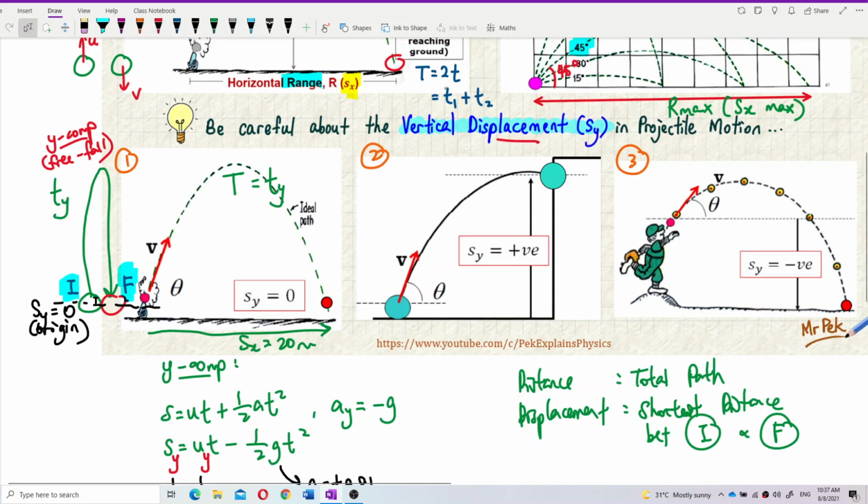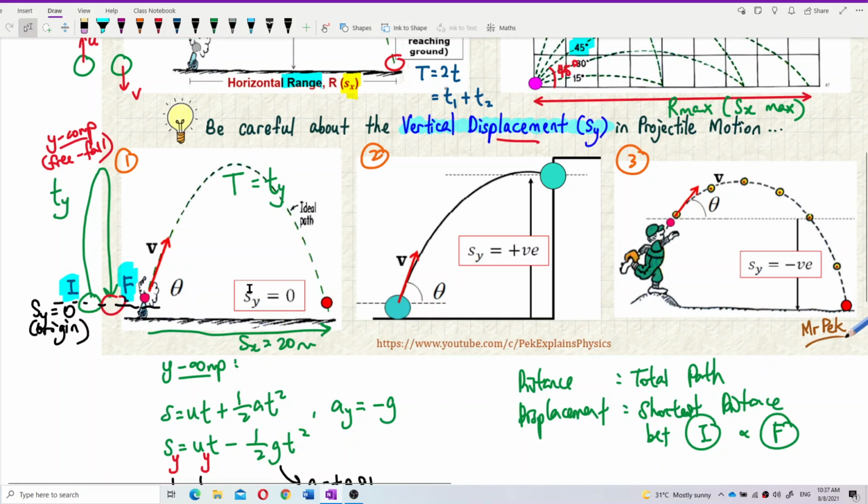For distance, you need to go up and go down, added together. That's the total path. But talking about displacement, we don't consider the path taken. We only consider the initial and final point. In this case, the initial and final point are at the same point. So there's no shortest distance between them, and the displacement is 0.